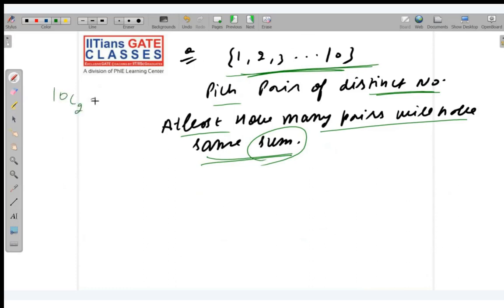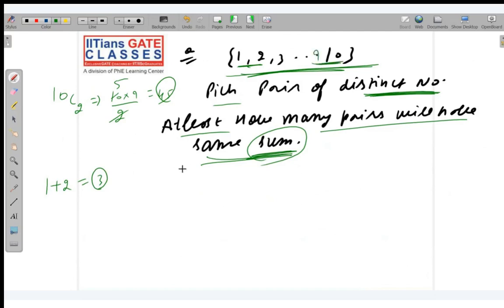So pair means 2, so 10 C2. Distinct means what? No repetition, combination with no repetition, 10 C2. So that is nothing but 10 into 9 divided by 2. So 45 pairs are there. 45 pairs exist. Now, at least how many pairs will have the same sum? So how will you make the sum? See this, because we want to take distinct, so the minimum possible sum will be what? 1 and 2 you have picked, so the minimum possible sum is 3. And what is the maximum possible sum?